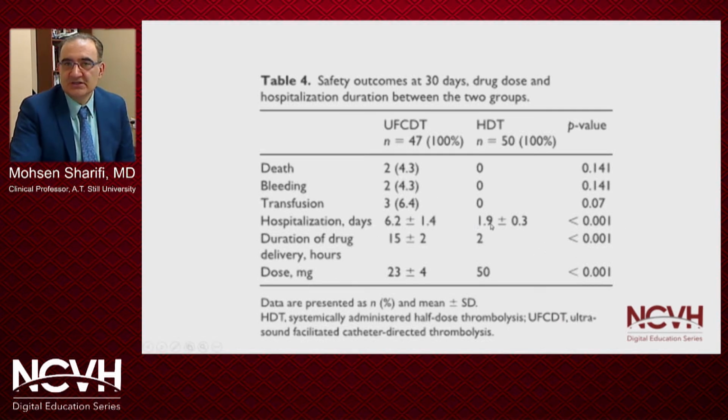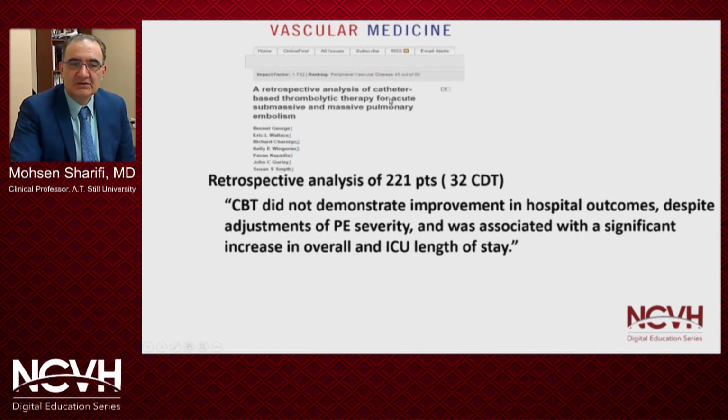Duration of hospitalization is lower with safe dose thrombolysis. Delivery of drugs is standard 50 milligrams here. It's about half as much with the catheter-directed group. And duration of drug delivery is 2 hours for the half-dose group, whereas it's about 15 hours for the catheter-directed group. There was another study, I believe this was from Cleveland Clinic, and they retrospectively analyzed 221 patients.